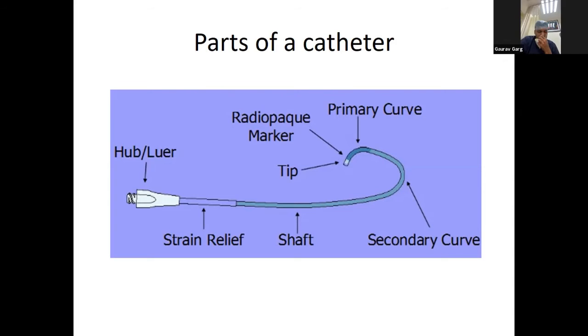Now coming to the curves of the catheter. It has a primary curve and a secondary curve, and some catheters have tertiary curves also. The primary curve is present close to the tip, like in the case of a right Judkins catheter, where the primary curve is given so that it can fit easily into the right coronary ostia. The secondary curve is given so that the catheter can fit easily into the aorta. According to the size of the aorta, the secondary curves are given, and accordingly the numbers are given to the right Judkins catheter.